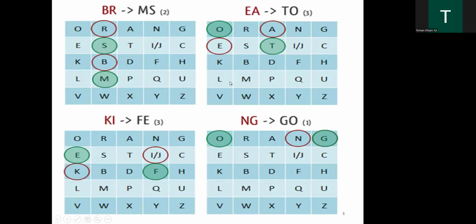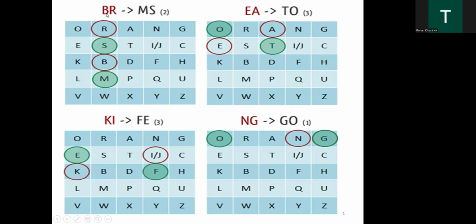Suppose we have this particular grid as our key value, and suppose our plain text is B and R. So what we have to do is check the plain text placement in this key matrix.